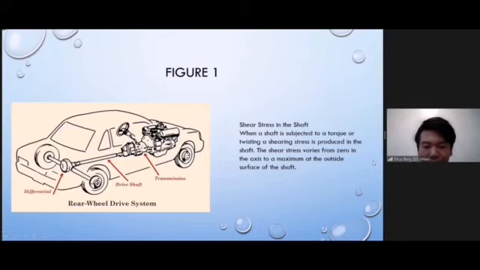Figure 1 is the drive shaft. Shear stress in the shaft: the theory of shear stress in the shaft is that when a shaft is subjected to a torque or twisting, a shearing stress is produced in the shaft. The shear stress varies from 0 at the axis to a maximum at the outside surface of the shaft.